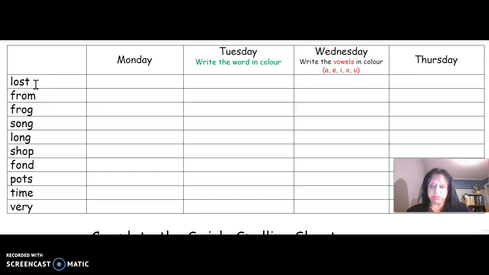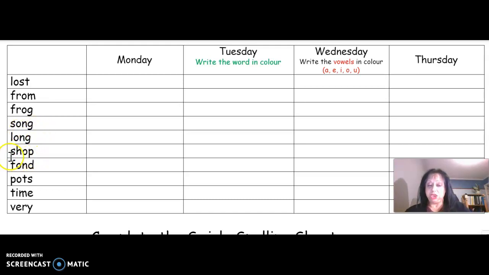Lots of you do that sometimes. Okay, let's go to the word song. So say the word song. Let's sound it out together. S, O, N, G. How many? 4. S, O, N, G. 4 phonemes in the word song.